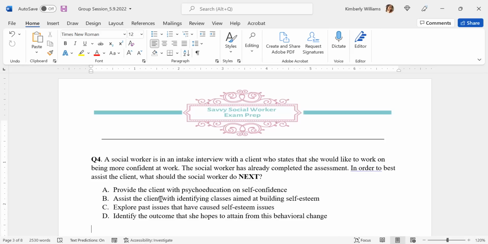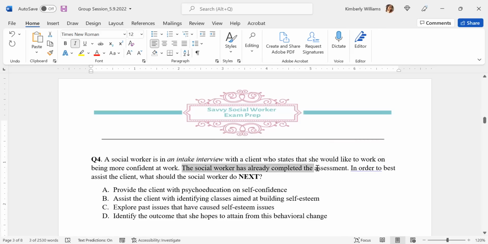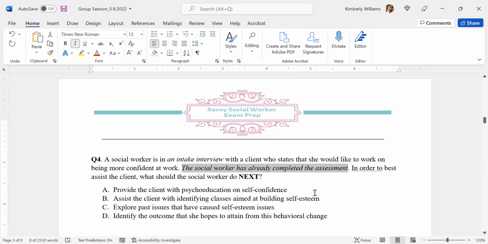Well, she's already completed the assessment. That's really, really good, because a lot of people see this, and that's why I wanted to put this one here, because you are in an intake interview, which is in the beginning, but then they tell you here, oh, but she's already completed the intake. So that's a very good observation. All right, so what is the problem here? What is the priority issue that we need to be working on? She wants to be more confident at work is the presenting problem.